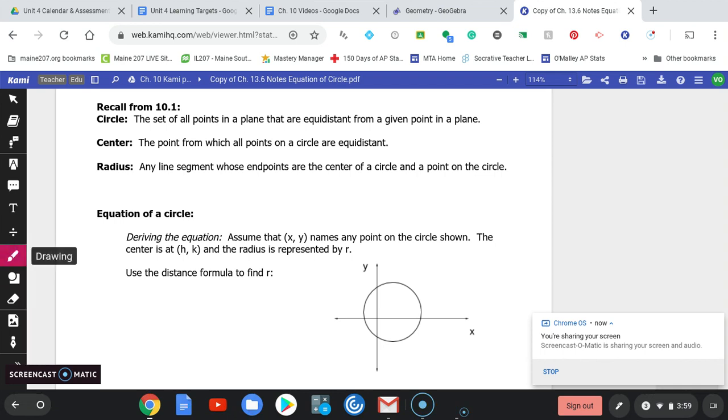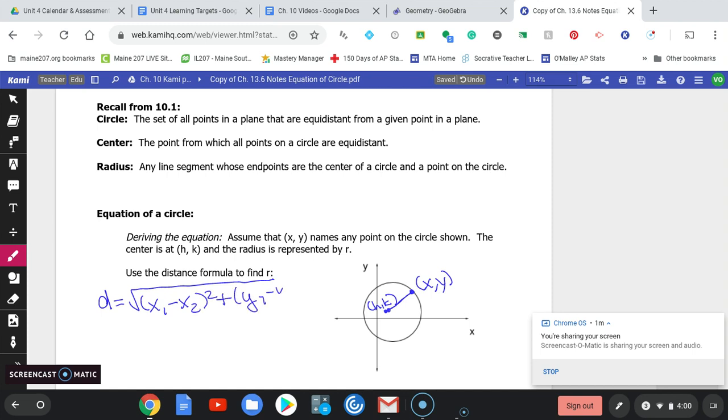All right, so let's suppose the center of this circle is right here and its coordinates are h and k. And then a radius goes from that center to a point on that circle, which we'll just call x, y. And so then the radius is the distance between those 2 points, x, y and h, k. So as a reminder, the distance formula is the square root of the difference in the x coordinates squared plus the difference in the y coordinates squared.